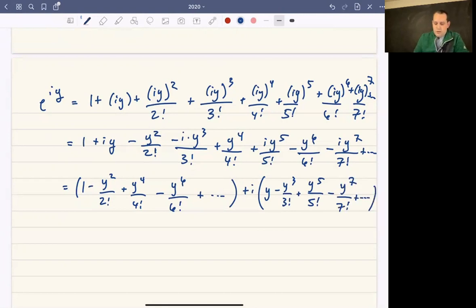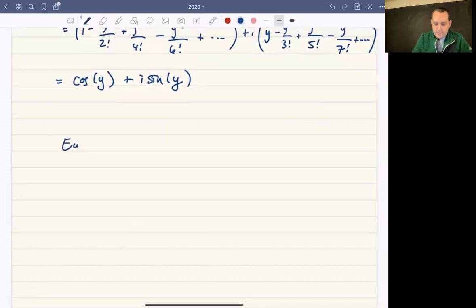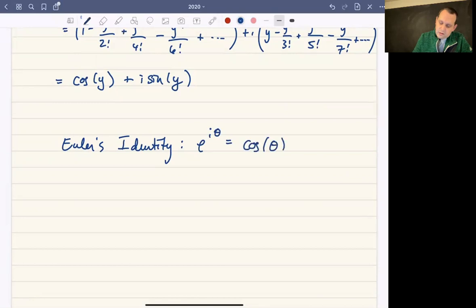And this first power series you should recognize is cosine of y. The second power series you should recognize as sine of y. You end up with e to the iy being cosine of y plus i sine of y. And this is called Euler's identity. So Euler's identity states that e to the i theta is cosine of theta plus i sine of theta. Okay, and so that's Euler's identity.